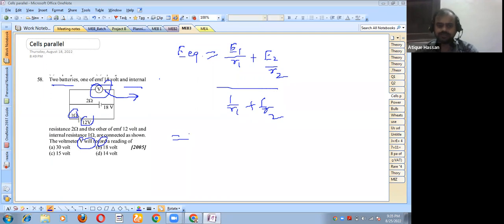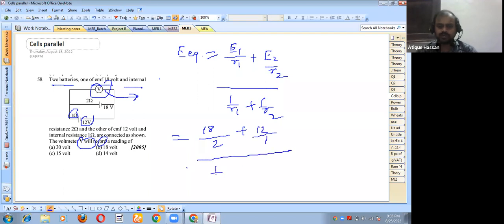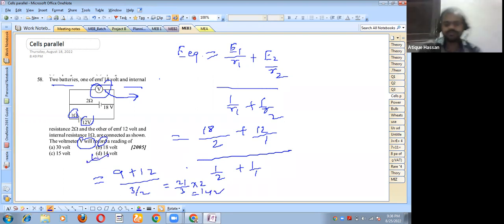So let us see. Here we have E1 as 18 volt with internal resistance 2, plus E2 as 12 volt with internal resistance 1, divided by 1 by R1, which means 1 by 2, plus 1 by 1. So we get 9 plus 12 divided by 3 by 2, right? So we get 21 by 3 into 2, which is 14 volt. So the correct answer is D. Understood?